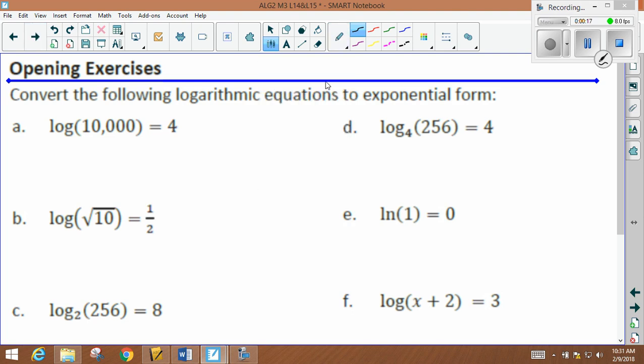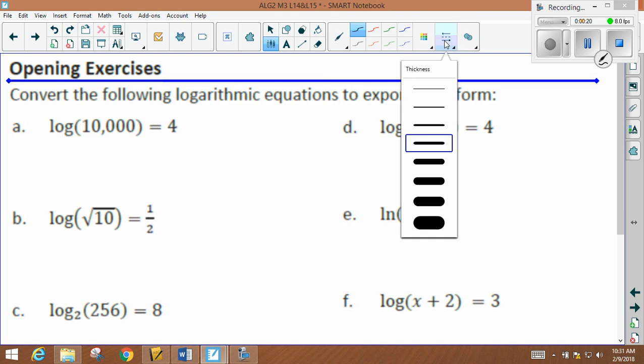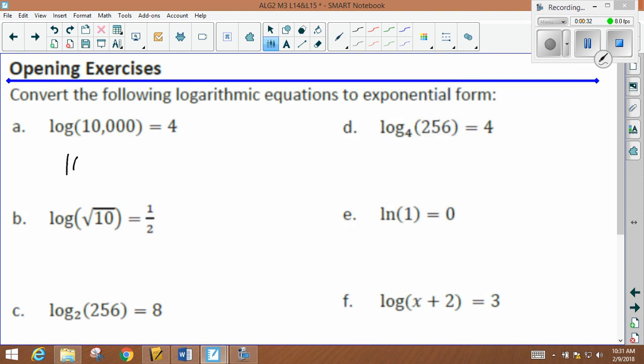Let's go ahead and first convert these to exponential equations. Remember, we would do the "what power" function, right? So this is log base 10, which is the same thing as saying 10 to the fourth power equals 10,000. And this one is saying that 10 to the 1/2 power equals root 10. And the reason why, remember, if there's not a base here, it means that it's base 10, right?